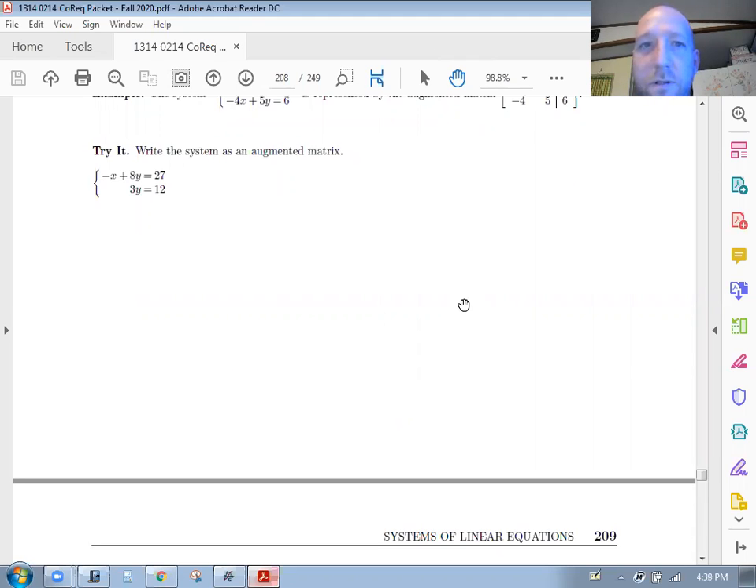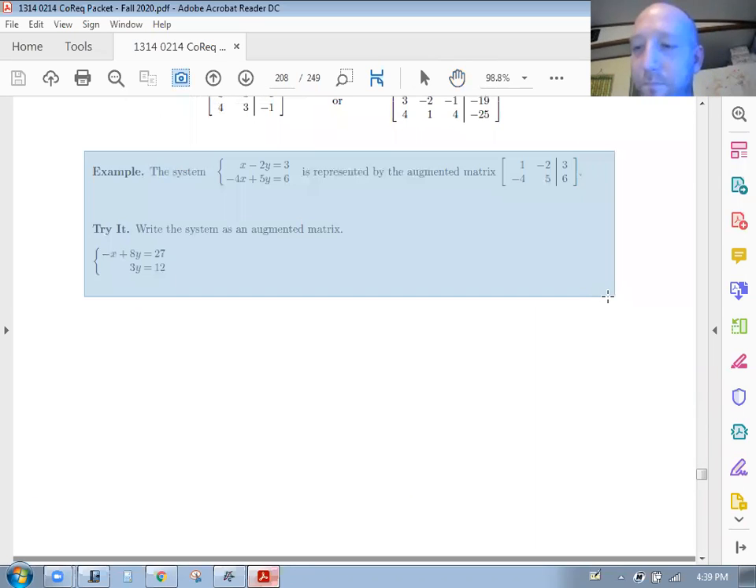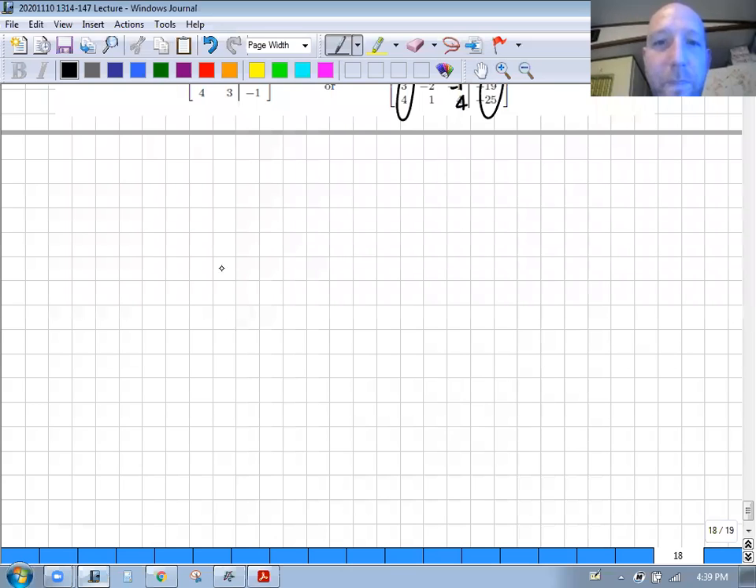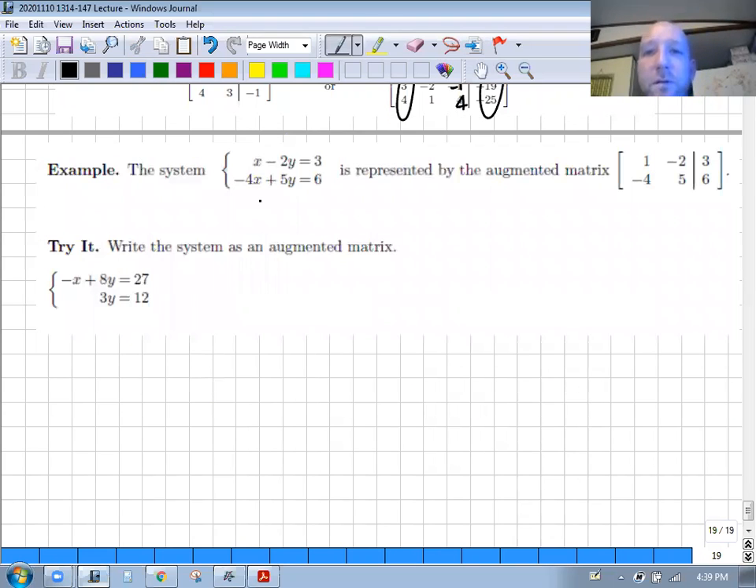Let's work an example here. So here's a system of two linear equations. It is represented by this augmented matrix. So this is really a 1x and a negative 4x. So we have a 1 and a negative 4. We got a negative 2y and a 5y. So we got a negative 2 and a 5 and a 3, 6.